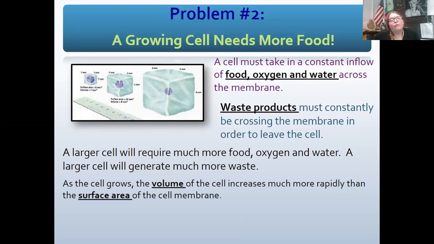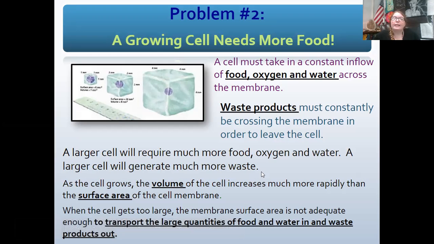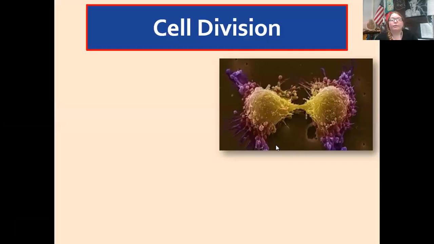So then we have 4 on each side. So surface area, we basically add up the area of each side. So 4 times 4 is 16. And we're going to need to multiply that by 6 because there's 6 sides on each cube. I don't know if it's going to give me that math. But anyway, we can see from the first two that that's a big jump. So the cell can't get enough food in and it can't get enough waste out.